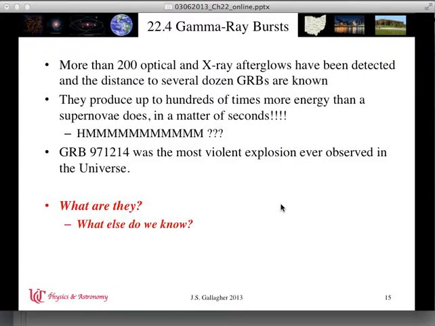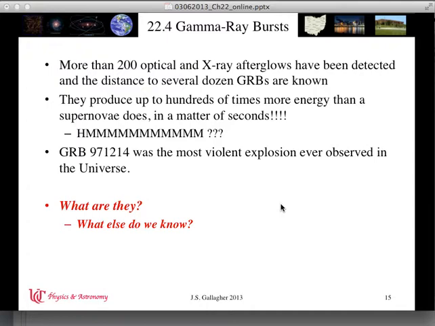So at this point, more than 200 optical and X-ray afterglows have been detected, and the distance to several dozen gamma ray bursts have been determined. And so we know the gamma ray bursts are quite distant, as I just pointed out. The interesting thing is they are very bright, and we're able to see them in spite of the fact that they're so far away.